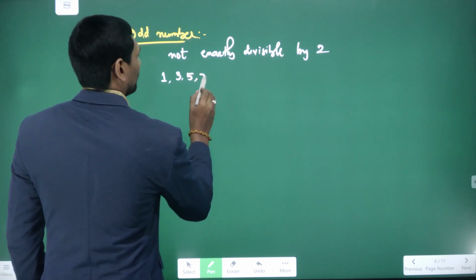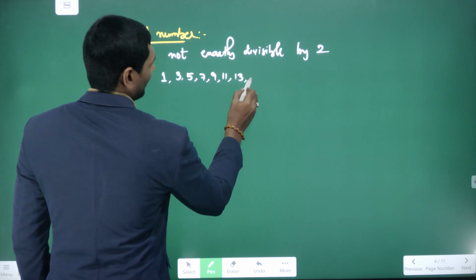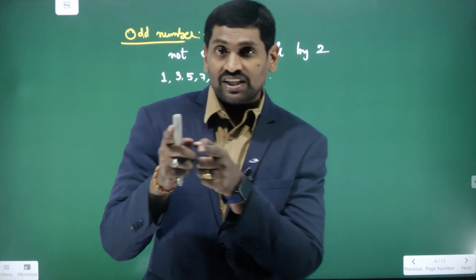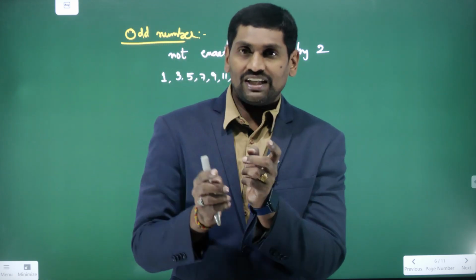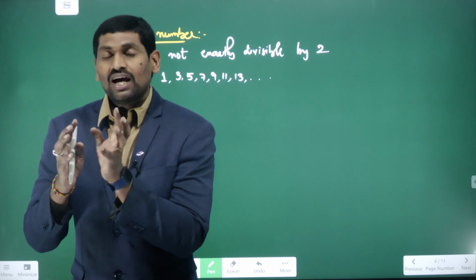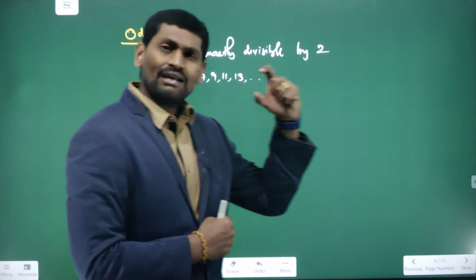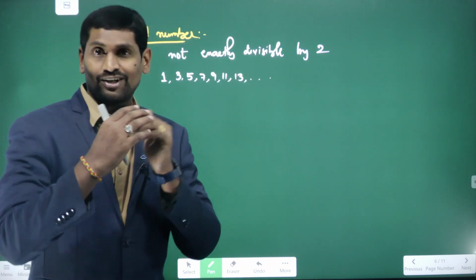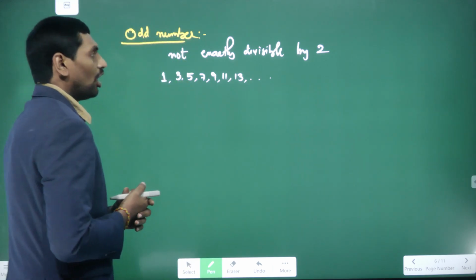While you are observing the set of natural numbers, they are arranged in a system: odd number, even number, odd, even, odd, even. That means they occupy alternate positions. The entire set of natural numbers is in the format of odd, even, like that. So these are all odd numbers.